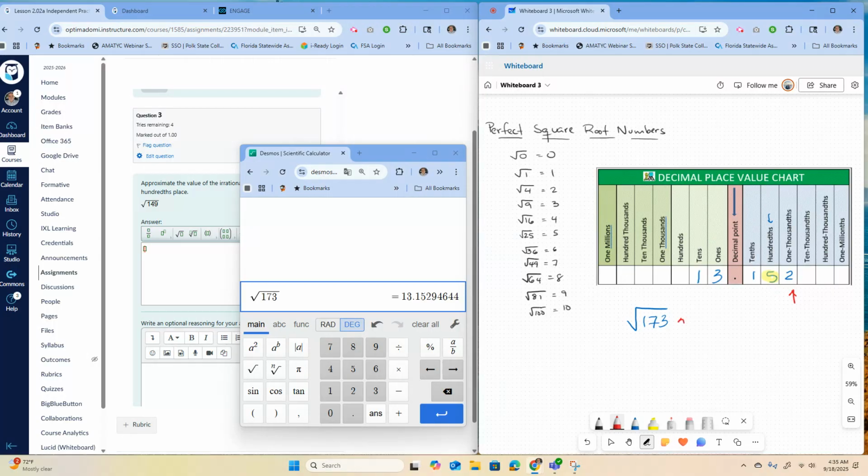So my final answer, when I approximate, that's what that symbol means, is going to be 13.15. Okay, and that's how you do this problem. Let's go to the next one.